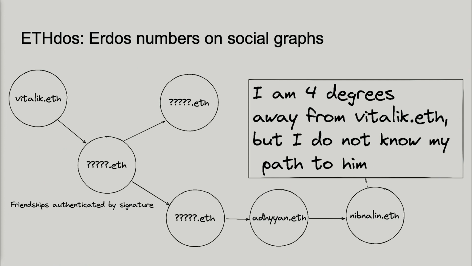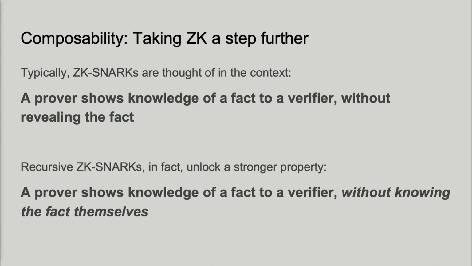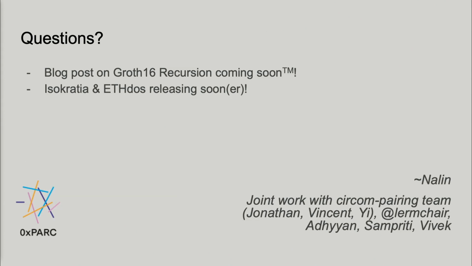So we generally like to think of this property as composability, because now I do not know the path between me and Vitalik myself, but I am able to make claims about this path to the outside world as well as myself. Yeah, that's all. We'll have a blog post on Groth16 recursion coming out soon, as well as hopefully Isocratia and ETH-DOS will release soon.